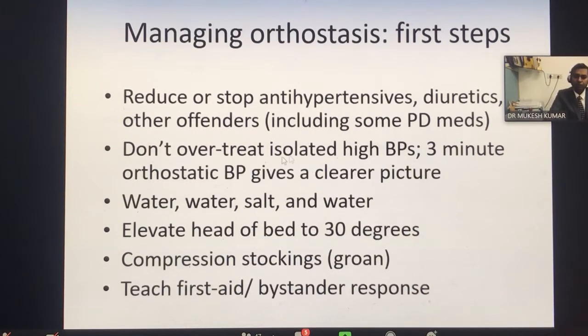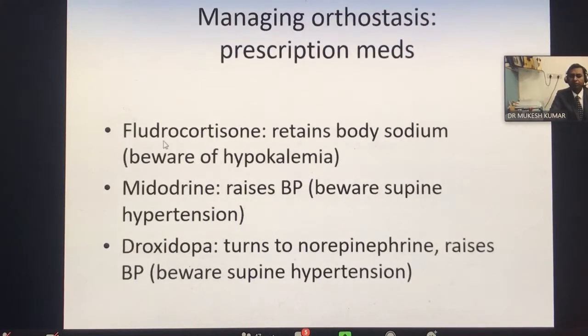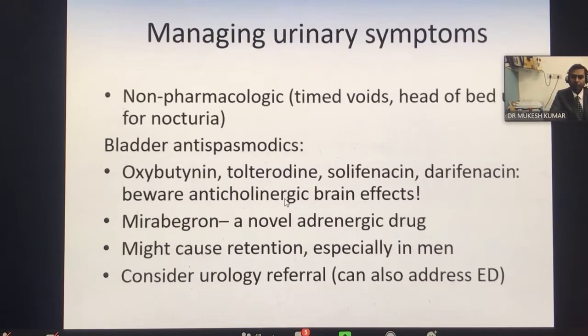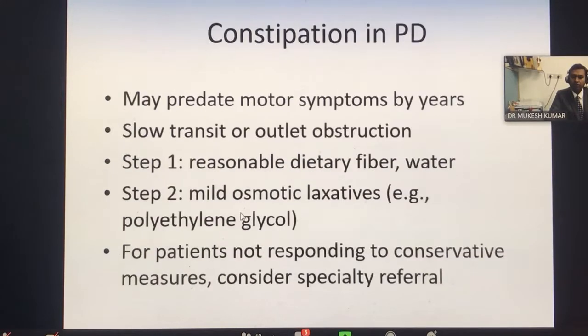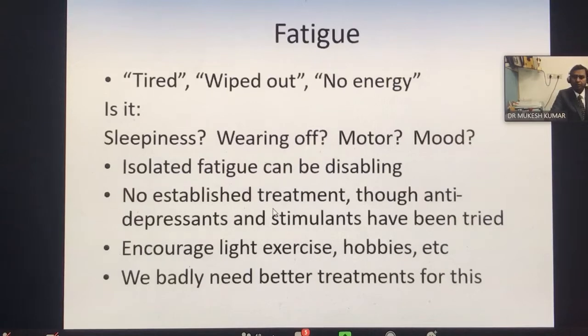And what we use: increase water, and then finally some medication, particularly fludrocortisone, midodrine, or droxidopa. Midodrine, ephedrine and fludrocortisone are available, and we use a combination of fludrocortisone and midodrine to control the orthostatic hypotension. Urinary symptoms are managed non-pharmacologically. The bladder antispasmodics are oxybutynin, mirabegron, and others for retention. For constipation, we usually use dietary fibers.